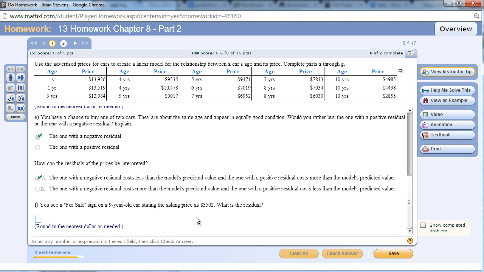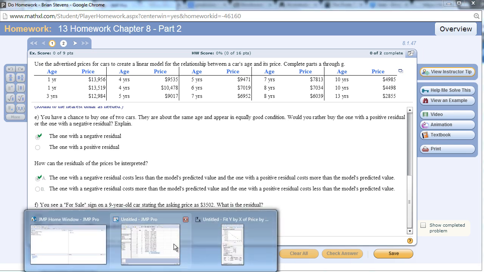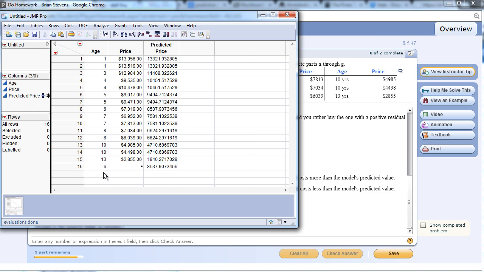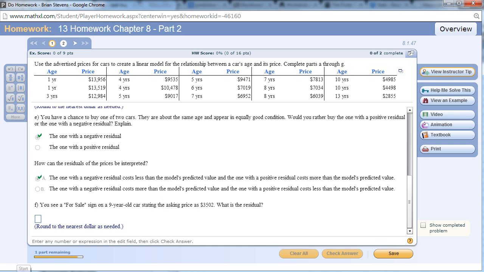You see a for sale sign on a 9-year-old car stating the asking price is $3,502. What is the residual? Well, they have the asking price. To get the residual, we need the predicted price. Going back to our data set, we can get the predicted price by plugging it in. As you notice, I do not have any 9s here, but since I've saved the predicteds, it'll run the formula for me. So I can take this number here and subtract the 2 numbers.